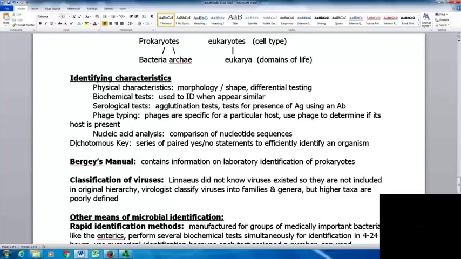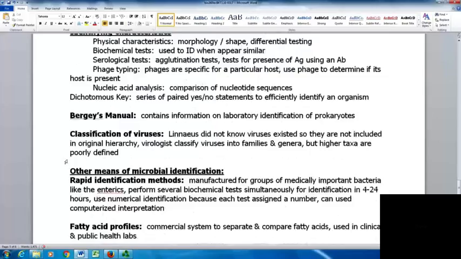When identifying an unknown organism, dichotomous keys are used. These are a series of paired yes or no statements that help you efficiently identify an organism. So for example, you could say, does it stain as gram-positive? If yes, you're going to go down one pathway to identify it. If no, you go down another pathway. Bergey's Manual has been used for years. It contains information on laboratory identification of the prokaryotes.